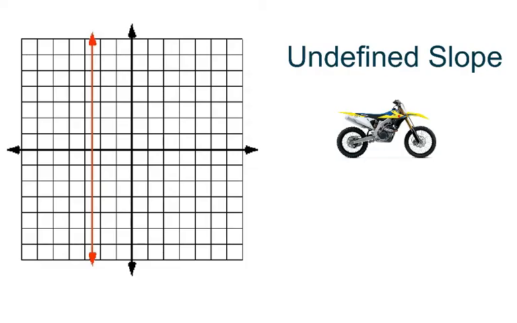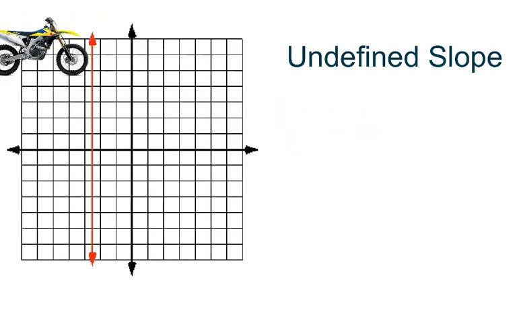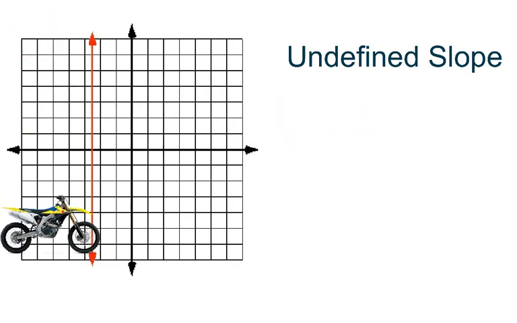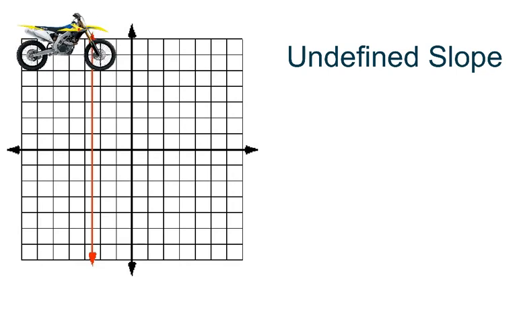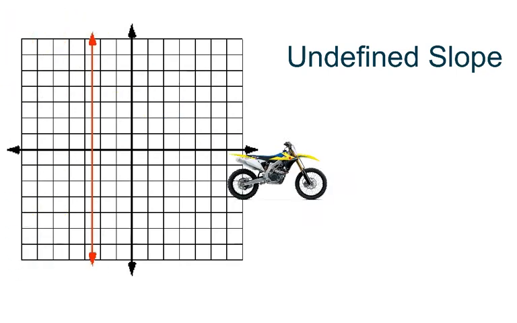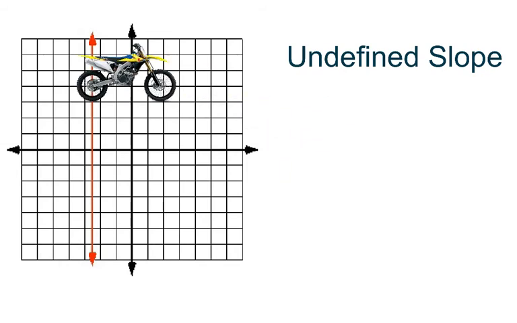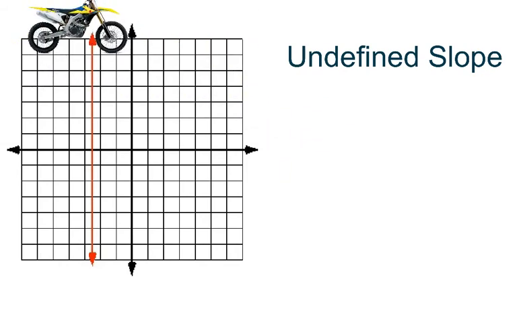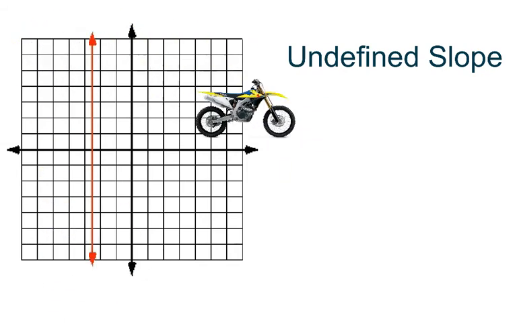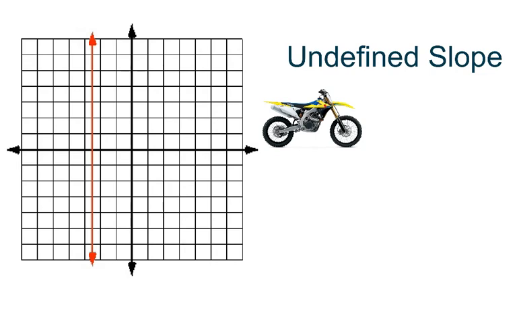If we look at this example with our dirt bike, we would put our dirt bike on the line. However, we can't even put it on the line. It would just fall right off. It can't even get on it. This is because it's too steep. It's too steep to even be defined. That's why we call it undefined. It's not defined and it doesn't make sense. It's not a zero slope because it's not flat. You can't even put the dirt bike on it. So this kind of line is called undefined.